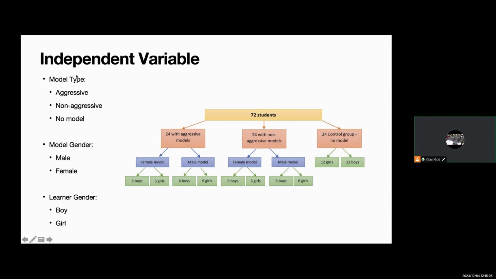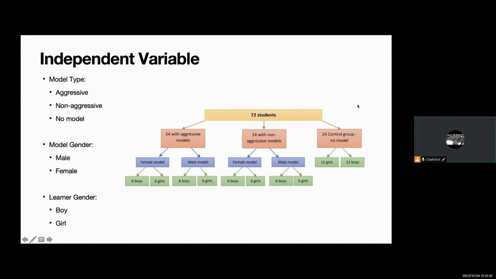And the reason we need to split these model types, just remember the aim of the study is to study whether there's an imitation of aggressive behavior. So we need an aggressive model, non-aggressive model, and a no model condition. The second aim of the study we wanted to analyze is whether children were more likely to imitate the aggressive behavior from a same-sex model, so the same sex as them. So obviously, we needed to have different sex models. We need a male model, a female model, we need a boy and a girl learner gender.